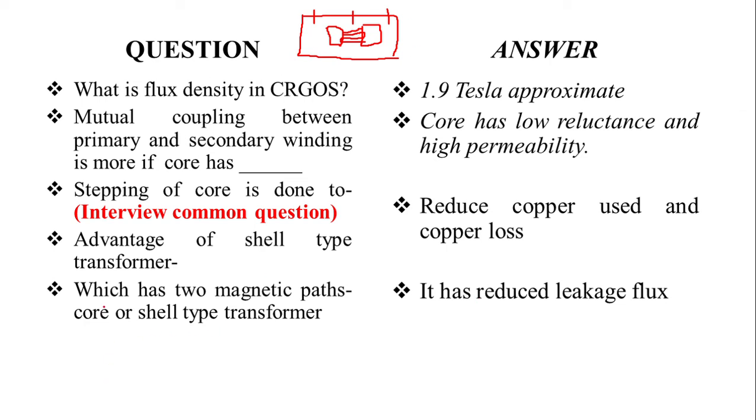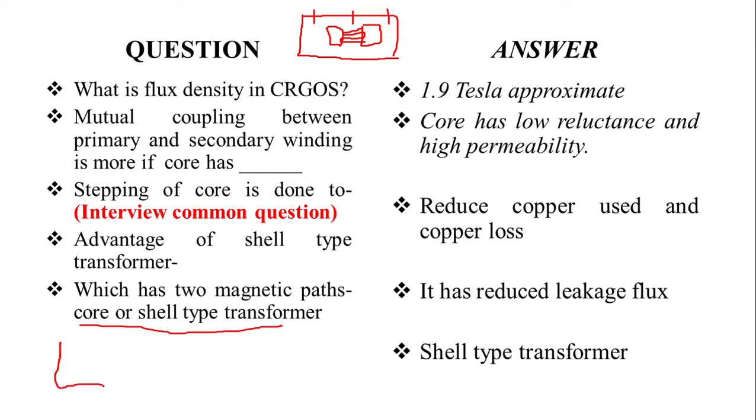Now the next question is which has two magnetic paths, core or shell type transformer? Here the answer is shell type transformer. See why. In case of a core type transformer, it has two limbs. These concepts have already been told to you in my previous lectures. So this is a core type transformer. Here windings are wound on both the limbs. It has two limbs only. So here you can see that the same flux goes throughout the core. So the flux throughout the core is the same, that is equal to φ.